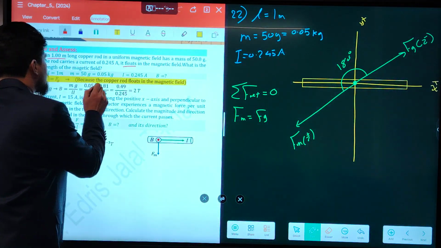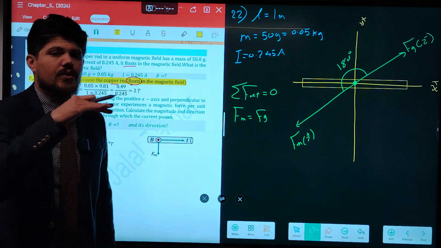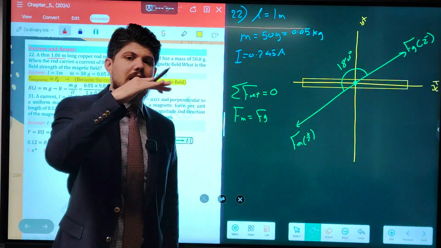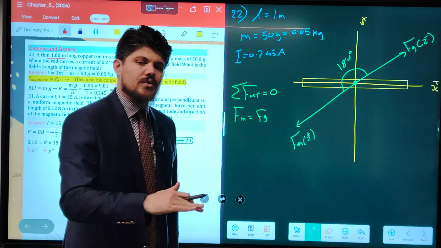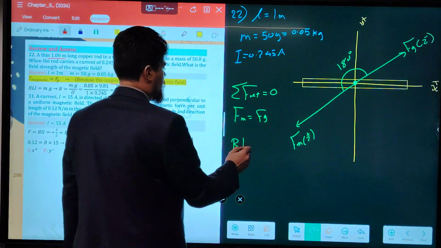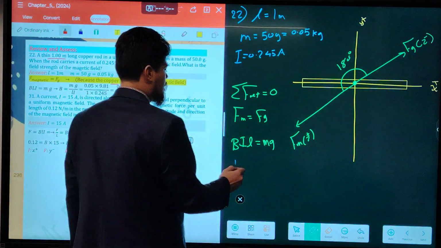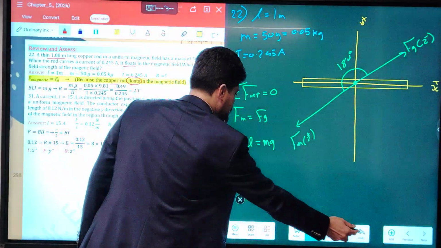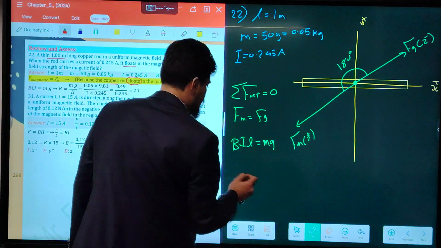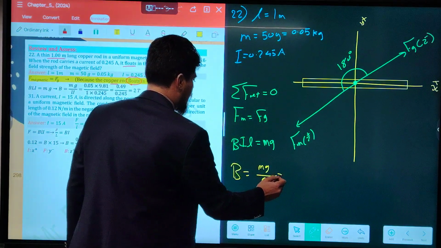Why? Because the copper rod floats in the magnetic field. What do you mean by float? It means it is at balance. The wire is not moving downward and not moving upward. The magnetic force is equal to BIL. Fg is equal to mg. If you rearrange this equation, B is equal to mg over IL.